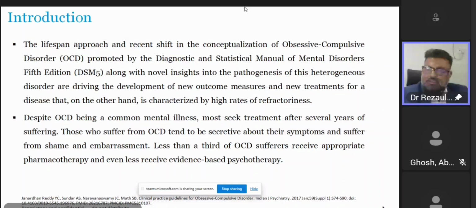Despite OCD being a common mental illness, most persons seek treatment after several years of suffering. Those who suffer from OCD tend to be secretive about their symptoms. They keep their symptoms hidden, are very reluctant to express them, and suffer from shame and embarrassment. Less than a third of OCD sufferers receive appropriate pharmacotherapy, and even fewer receive evidence-based psychotherapy.